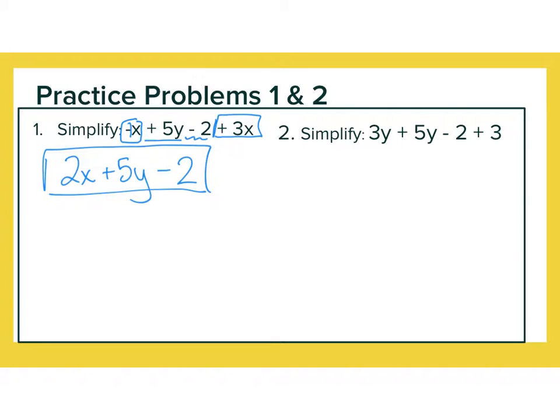Number 2. 3y and 5y, they're both positive. Add them up to get 8y. Then I have a negative 2 and a positive 3. Those are constants. They're like terms.